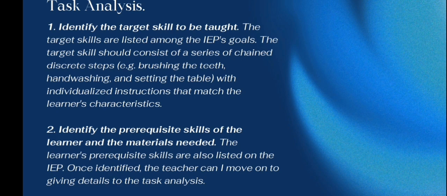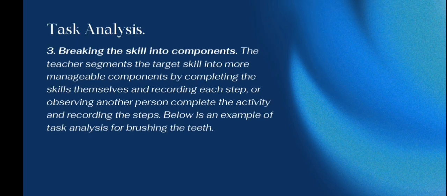Second one is identify the prerequisite skills of the learner and the materials needed. The learner's prerequisite skills are also listed on the IEP. Once identified, the teacher can move on to giving details to the task analysis. Third one is breaking the skill into components.